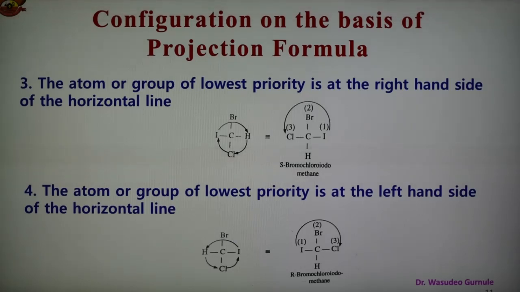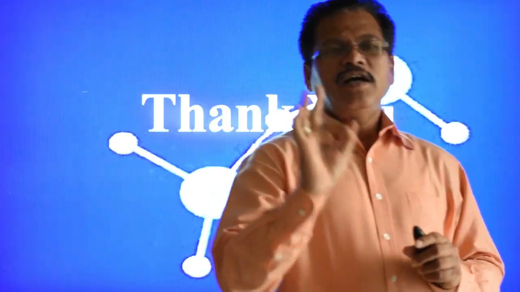So these are the cases of the Fischer projection formula, and we can know what is R and what is S. On the basis of the RS system of nomenclature, we can decide the R configuration and S configuration of the organic compound. So there are 2 steps. Step 1 consists of 3 rules, the sequence rule. In the second step, we decide whether it is R or S: if the 3 atoms or groups are moving clockwise, then R. If it is moving anti-clockwise, then S, according to the decreasing order of priority.